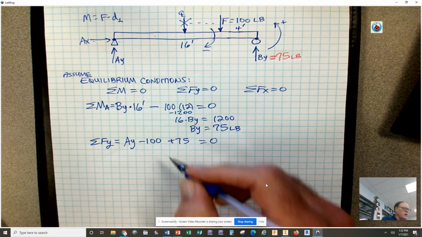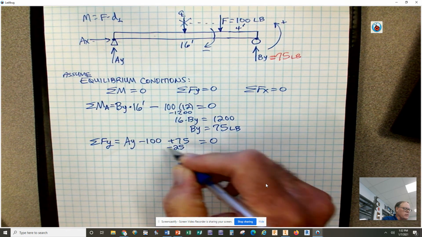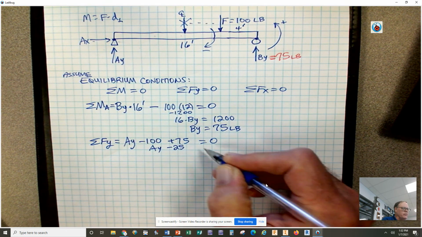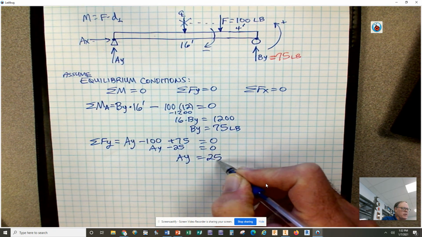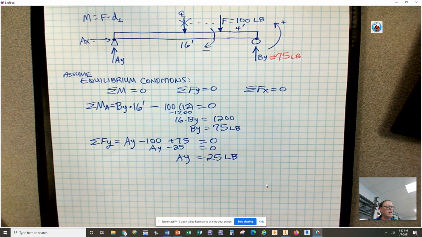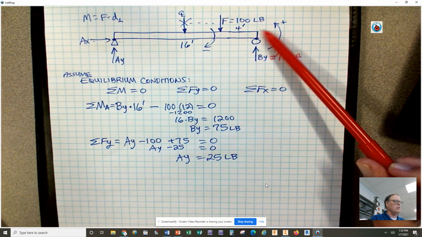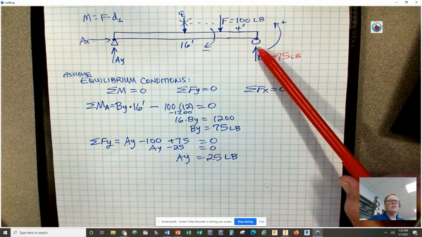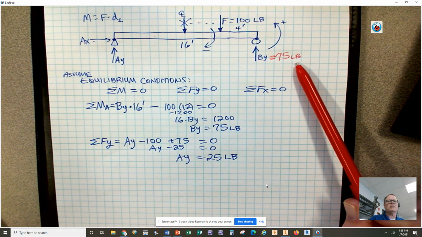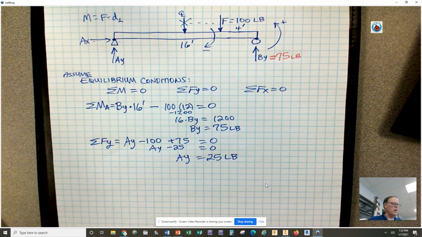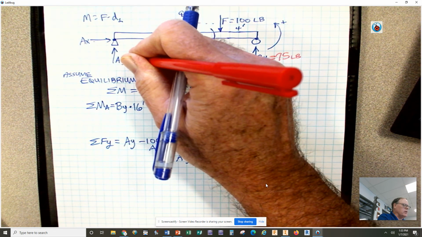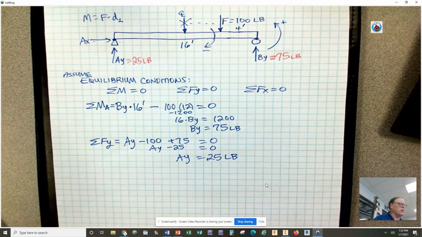This is a very simple problem here to solve. If you put those two together, that becomes negative 25. And so if you move 25 to the other side, you'll find out that the reaction at AY is only 25 pounds. And this makes sense because you have shifted the load closer to B. So B is going to take more of the load. It's going to have more of a reaction, and less of the load will be handled by AY. And so we can label now AY is a 25-pound reaction.